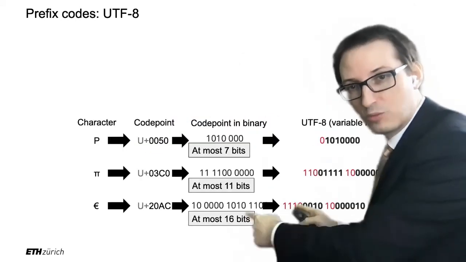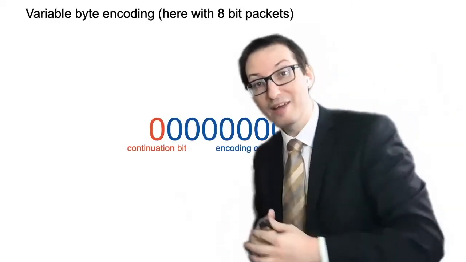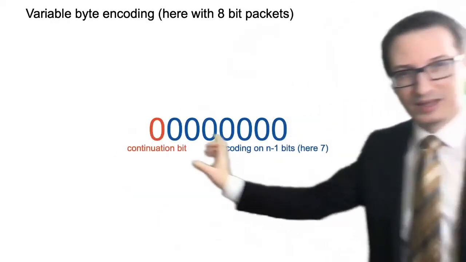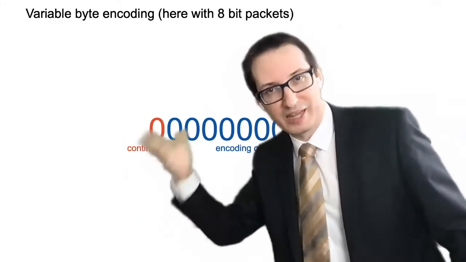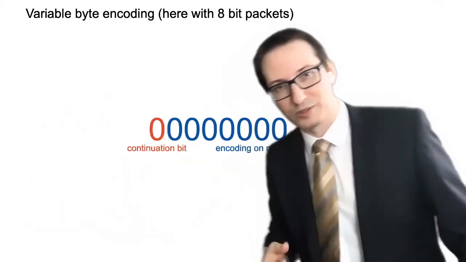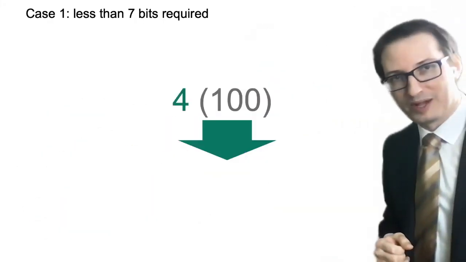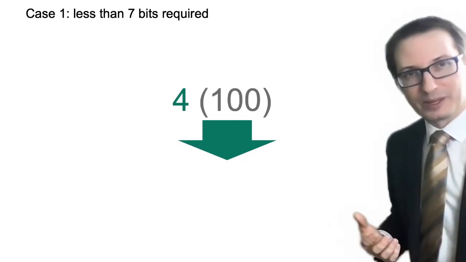I don't have this 1110, blah, blah, blah. So every time I have a continuation bit, it's either 1 or 0. It basically tells me that's a new integer that's the continuation of the previous one. So let's do it.